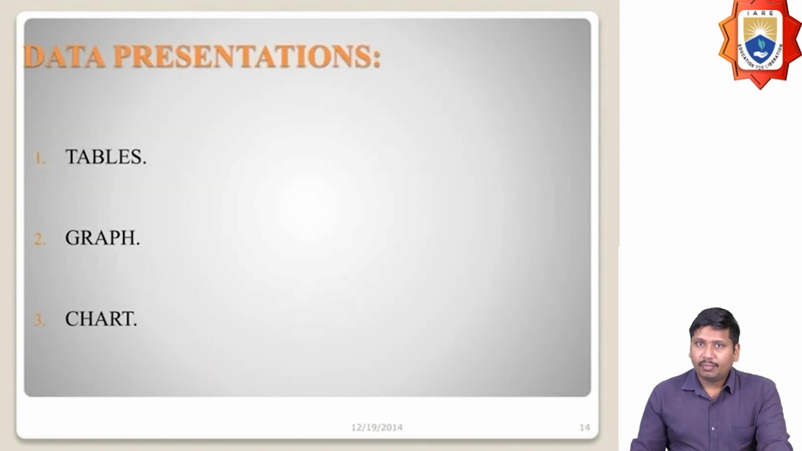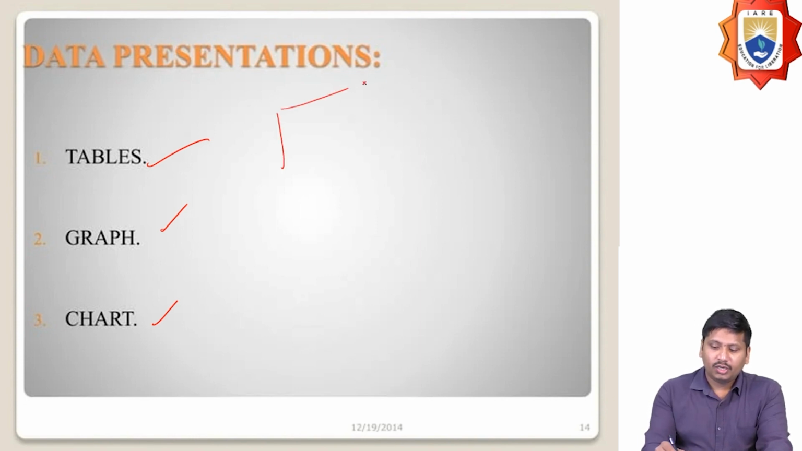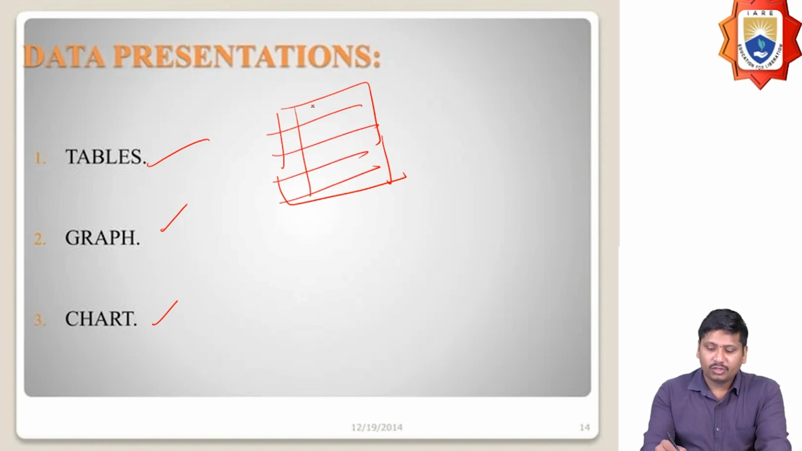And for data presentation, suppose we have already collected the data, then how are we going to represent it? For that, what we have here is tables, graphs, and then charts, right? So the data is collected, we have the methods, and then how we are going to represent it. One of them is tables. Whatever data we collected, I can represent in the form of rows and columns.